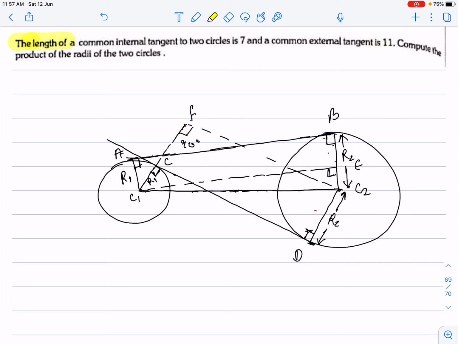So we'll be going to solve this question written on the screen. The length of common internal tangent to two circles is 7 units and common external tangent is 11 units. Compute the product of the radii of the two circles, they are asking.